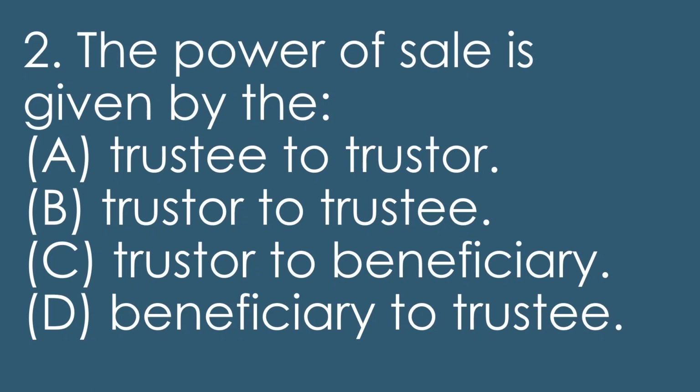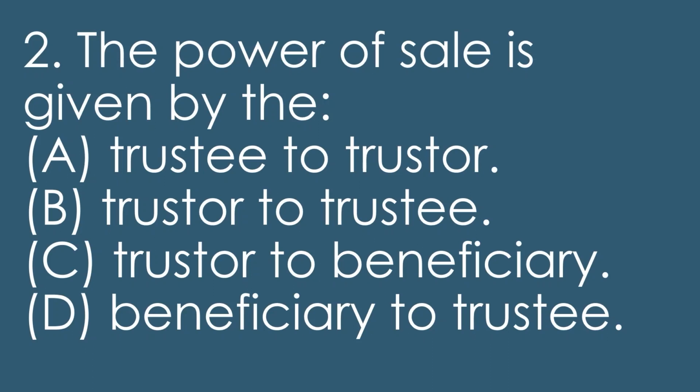So we just need to know what all these parties are called and how they're involved in a deed of trust. So the first party we have is the trustor. Remember, the trustor is the borrower. They're the ones borrowing the money. The beneficiary is the lender. So that is the lender.